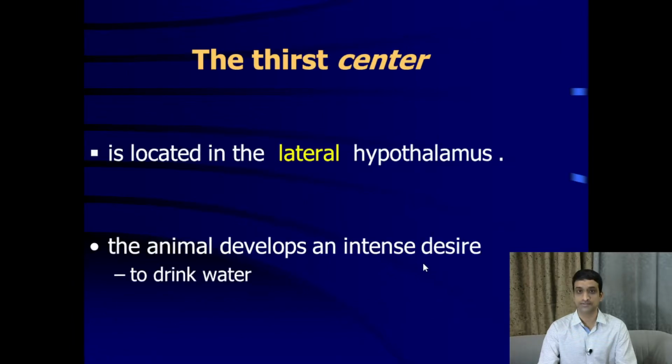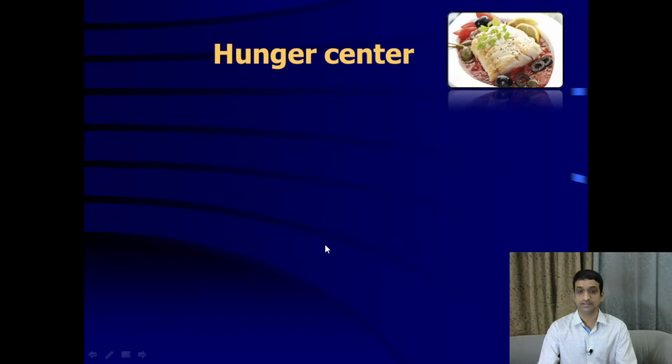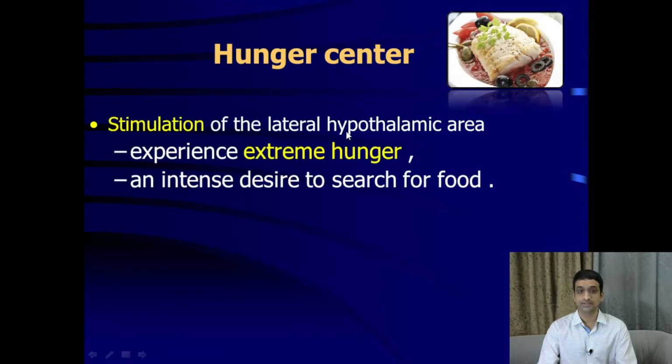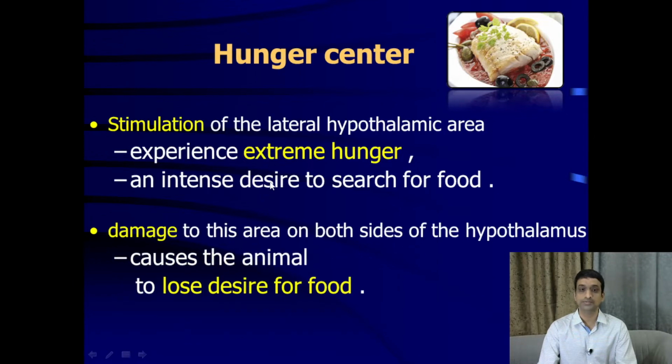or motivational drives. So first we'll take up the example thirst center, which is located in the lateral hypothalamus. In experimental models, we can stimulate that particular area of the hypothalamus. The animal develops an intense desire to drink water. Then we will take up the hunger center, that is also in the lateral hypothalamus. Once it is stimulated, the animal will experience extreme hunger and also develop an intense desire to search for food. The opposite in the experiment is, if this area is damaged on both sides of the hypothalamus, then the animal will lose the desire towards food.